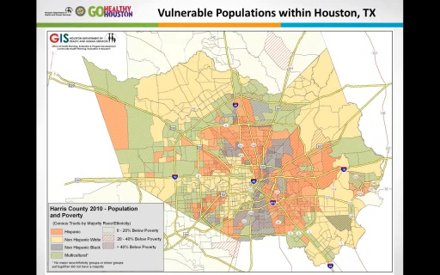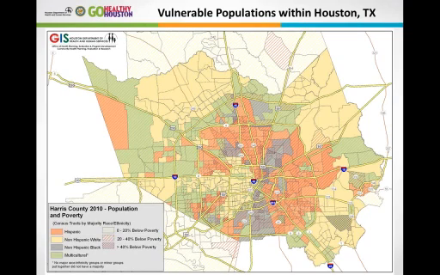So this is a map of Harris County, which is the county in which the city of Houston is located. Harris County's population is actually almost double the city of Houston at around 4.2 million residents. But what this map shows is population by primary racial or ethnic group, and it's overlaid with rates of poverty. So if you'll note, areas of the city and county that are majority minority, the orange areas, the purple areas, and the green areas, have higher rates of poverty.